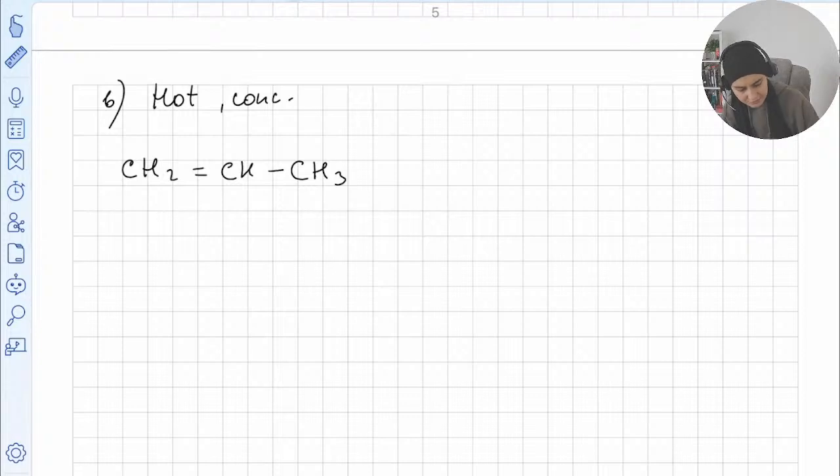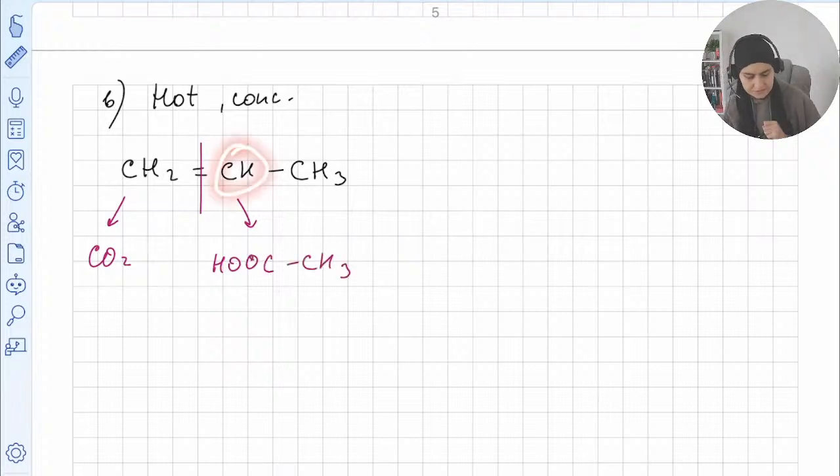So you break the double bond like this, and if the carbon is the edge carbon, like a CH2 group, then you get CO2 from here. So from here you get CO2, and from here you would get an acid. So this turns into an acid. So this becomes HOOC, CH3, right? So the double bond breaks and the pieces oxidize into something, either an acid or CO2, like in this case.